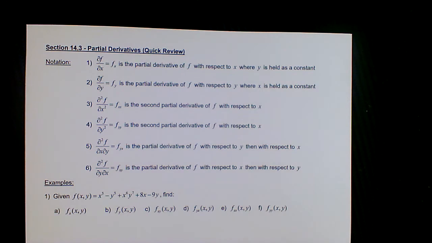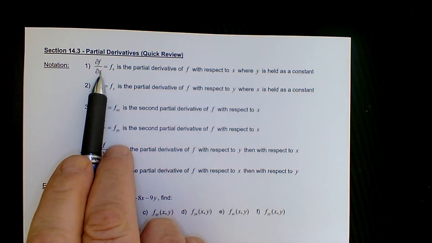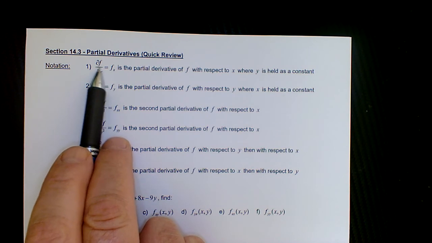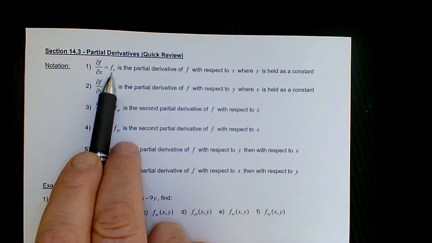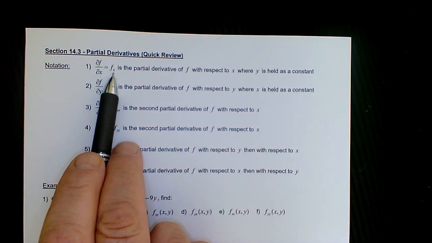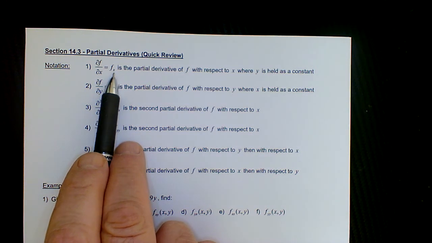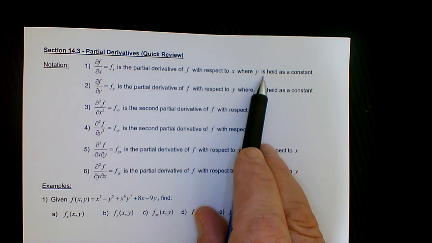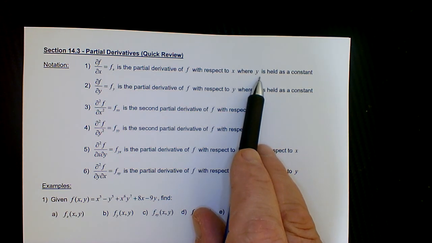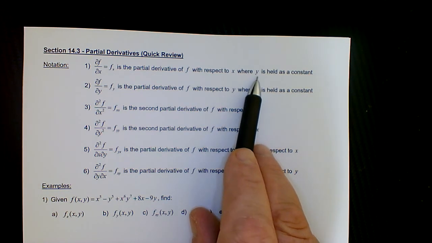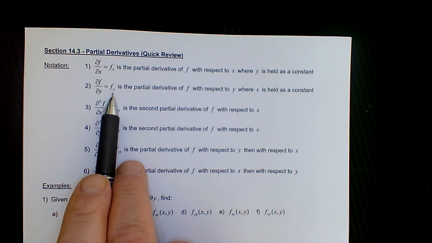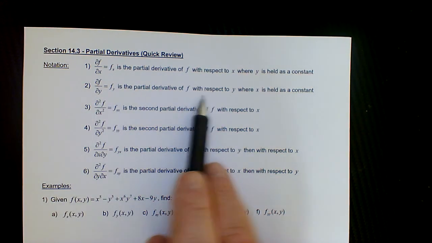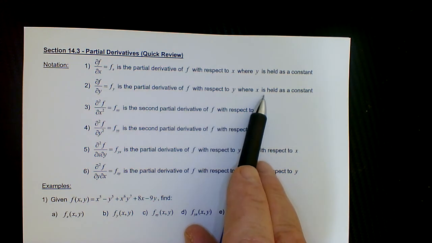So recall the notation. There's two different types. We've got the partial derivative with the delta f over delta x, read as the partial of f with respect to x, and similarly f sub x is read as the partial of f with respect to x as well. That's where we take the derivative with respect to x and hold y constant. F sub y, or the partial of f with respect to y, is when we take the derivative with respect to y and hold x constant.